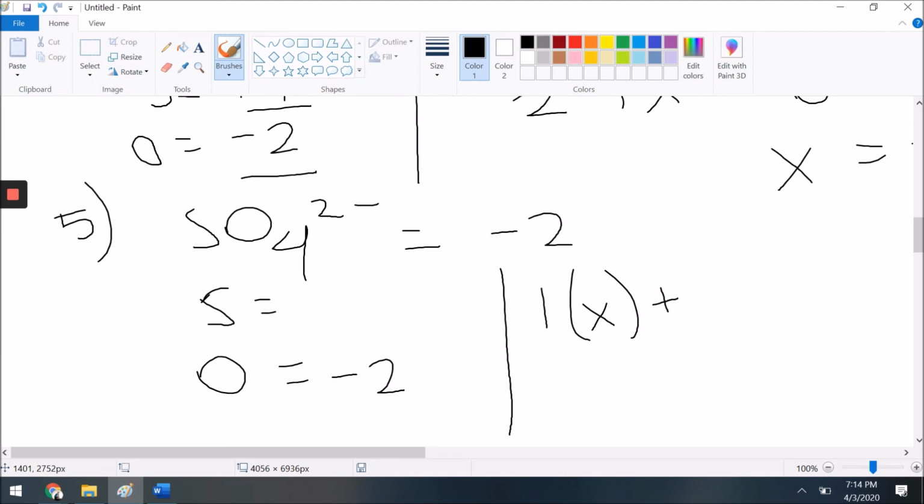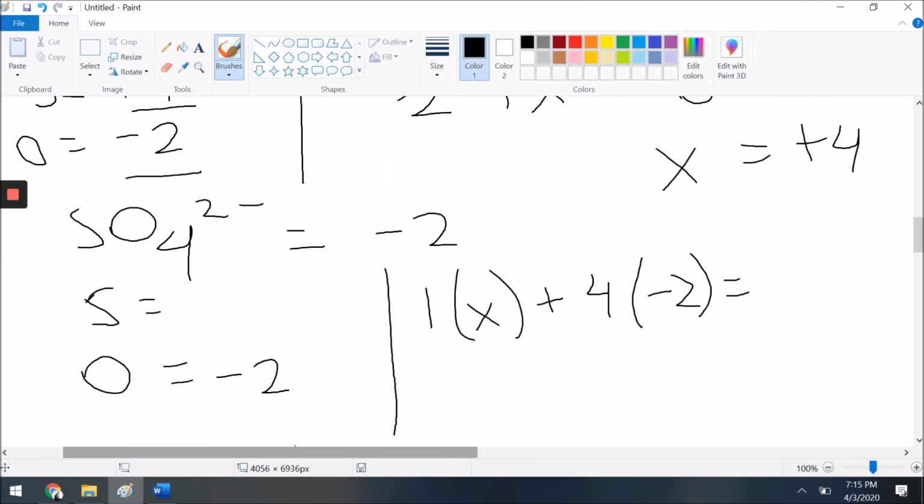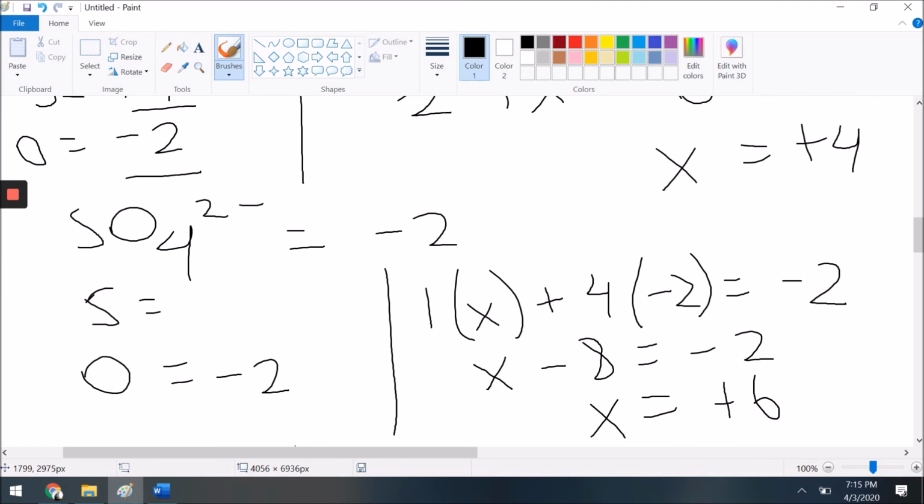Add it to, how many oxygen? 4. The oxidation number for one oxygen is -2. I'm going to set it equal to, not 0 this time, but -2, because that is the oxidation number for the sulfate ion. Okay, so simplify this. X minus 8, set it equal to -2. X is going to be +6. So sulfur's oxidation number is +6 in the sulfate ion.